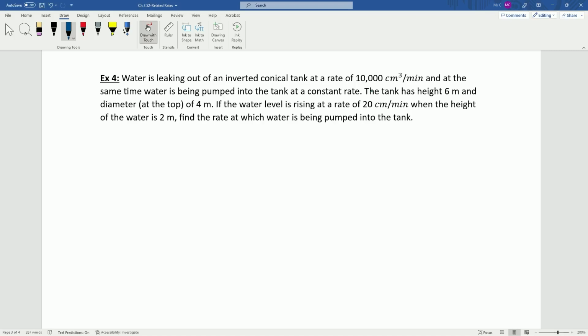So we're going to convert all of our meters right off the bat, and then we're going to read this again slowly and go from there. Each meter is 100 centimeters. So 6 meters is 600 centimeters. And the diameter at the top is 4 meters. That's 400 centimeters. And the height of the water at the given time we're concerned with will be 200 centimeters.